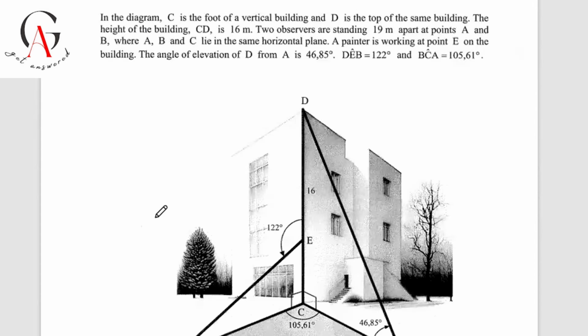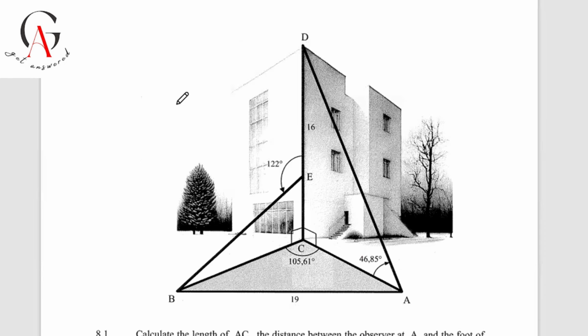Question 8, which is the trig rules. In the diagram, C is the foot of a vertical building. At the top, the same building, the height of the building CD is 16. Two observers are standing 19 meters apart at points A and B, where A, B, and C lie in the same horizontal line. A painter is working at E, and so on and so forth. Okay, 8.1.